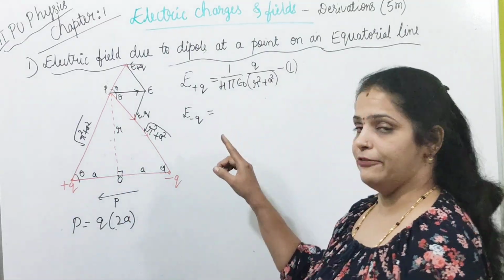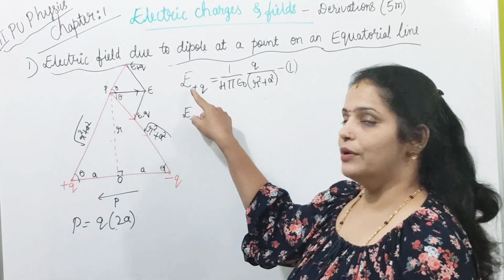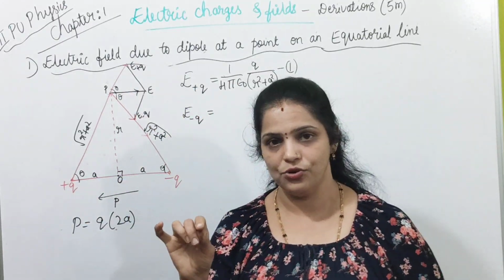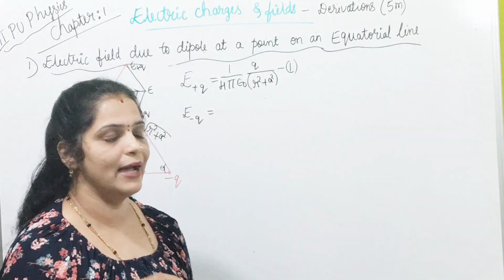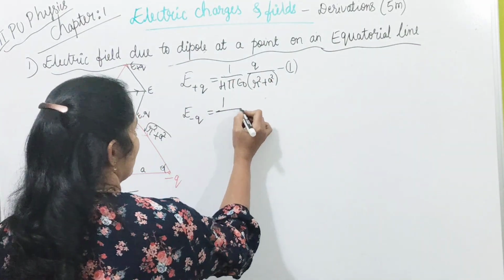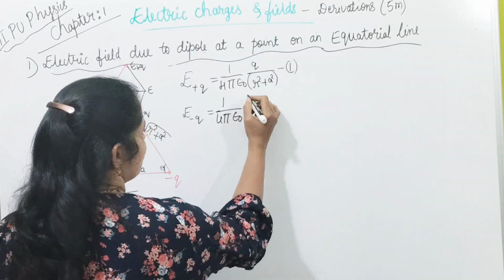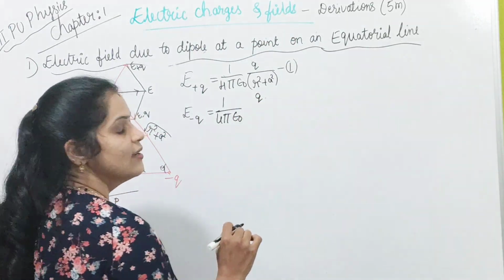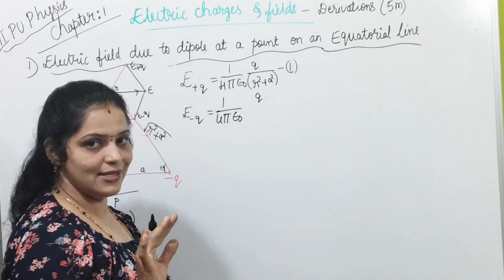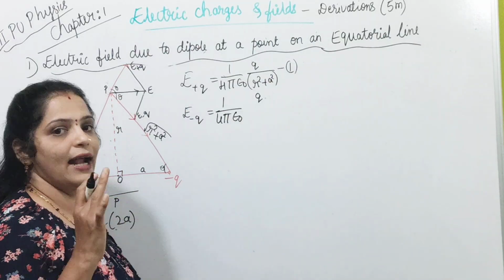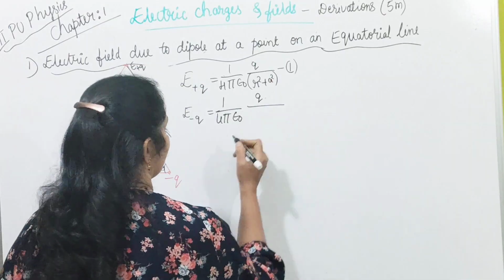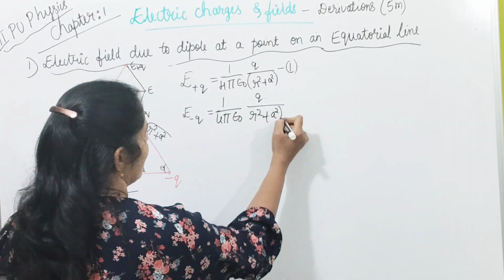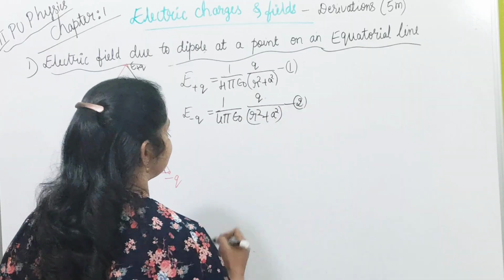And to find the electric field at P, for the electric field due to plus q, you write this expression, and in the next sentence you write the electric field at P due to minus q is 1 by 4 pi epsilon naught. Don't write minus q, just write the magnitude. In the first step you are not writing the sign; in the second step you should write its sign. Now q divided by the square of the distance, that is r square plus a square. Call it equation 2.